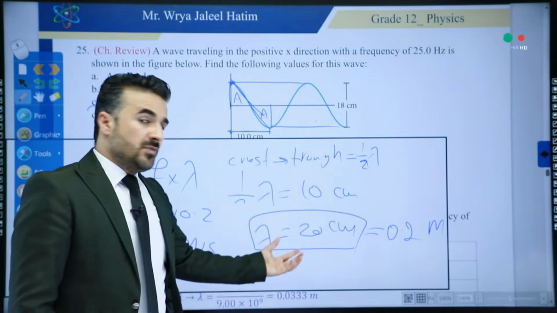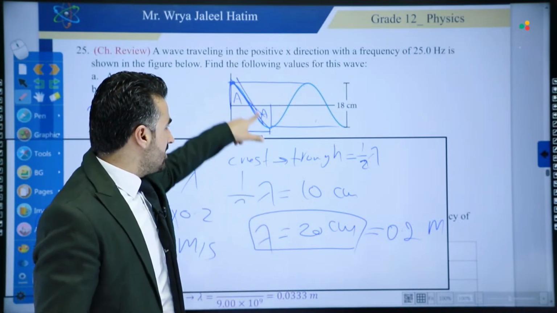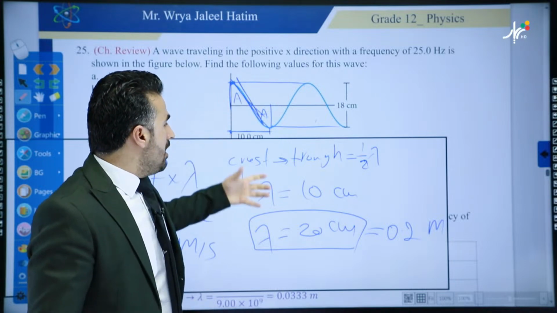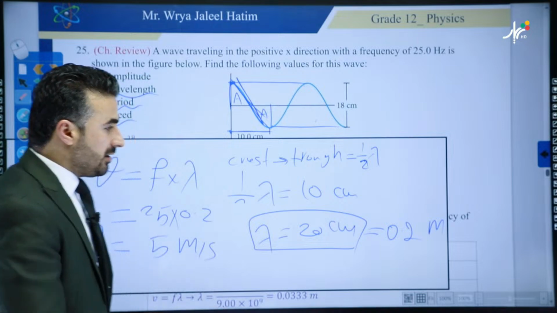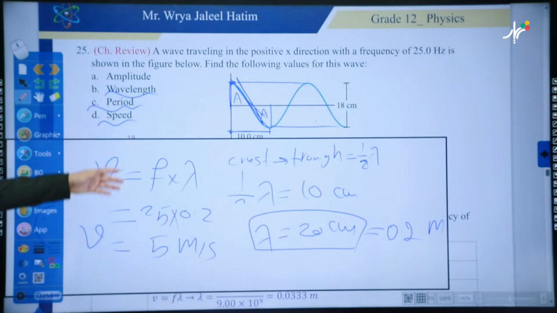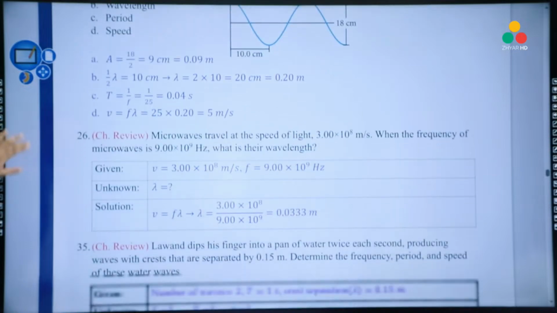The key idea is right here. The distance that is given is half a wavelength, so one wavelength will be 2 times that, which is 20 centimeters. Convert the centimeters into meters, and then since you're given the frequency, you can find the speed of the wave.